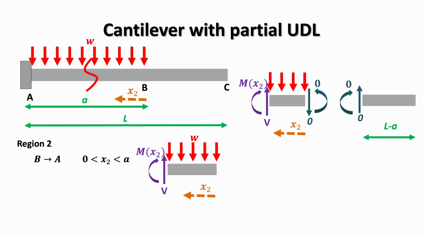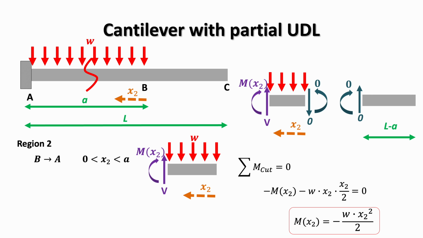We'll now take a section at a distance x2 from B and draw the free body diagram of the portion between the cut and B. Over the length x2, the UDL can be replaced by its resultant Wx2 acting at its centroid located at x2 over 2. Applying moment equilibrium around the cut, so the sum of moments around the cut equals 0, we get that minus the moment, due to our sign convention, minus Wx2 times x2 over 2 equals 0. And that simplifies to the moment equaling minus Wx2 squared over 2.